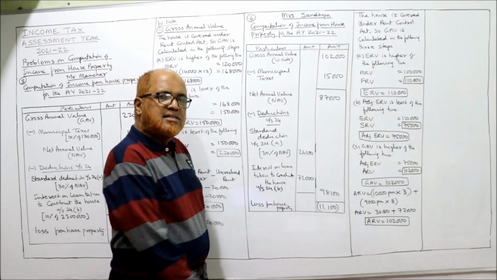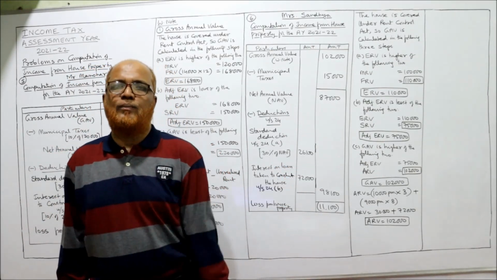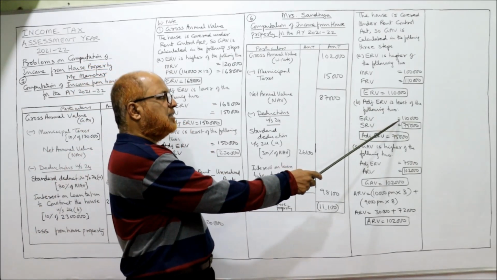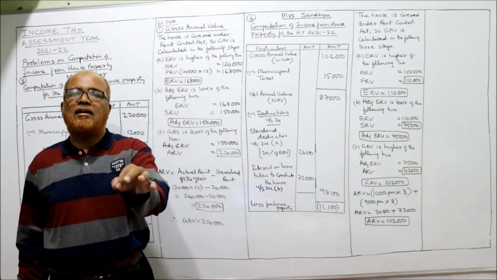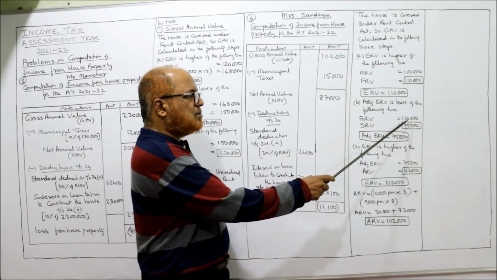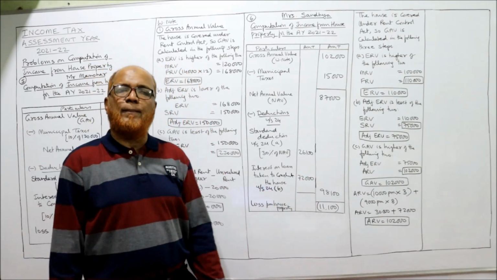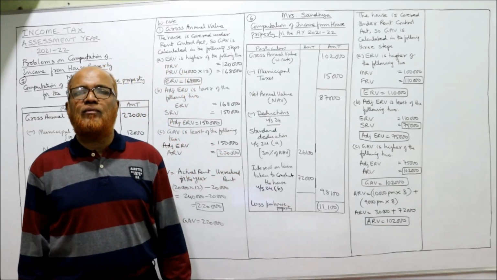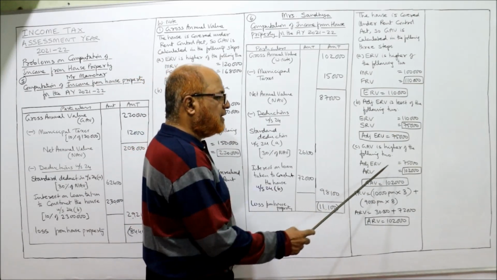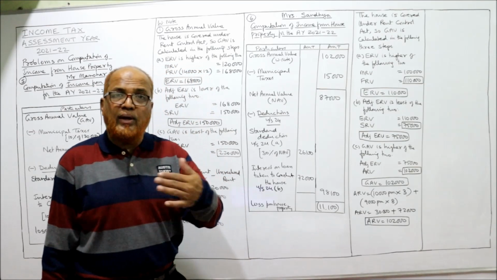ERV finished. Second step, adjusted ERV, which is lower of the following two, ERV or SRV. ERV we got 1,10,000. SRV, standard rental value, given in the problem, 75,000. Whichever is lower, 75,000 is lower, that is adjusted ERV. Now GAV is higher of the following two, adjusted ERV 75,000 or ARV. ARV we got 1,02,000. How we got 1,02,000?